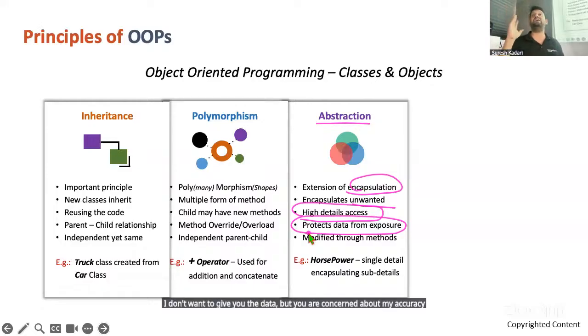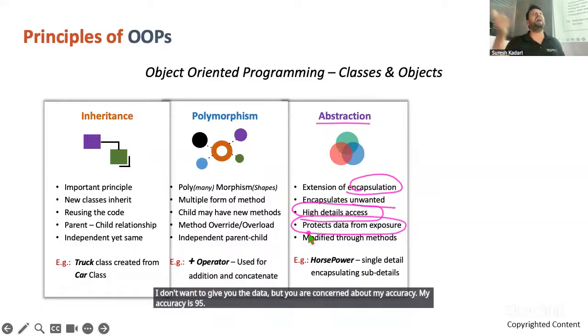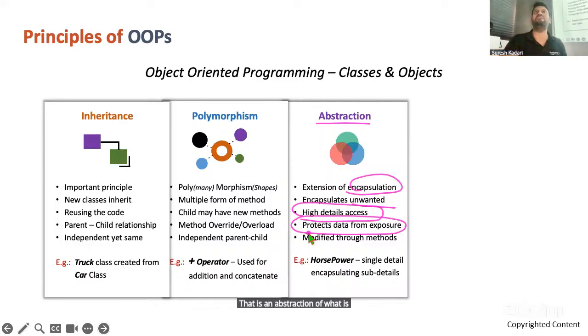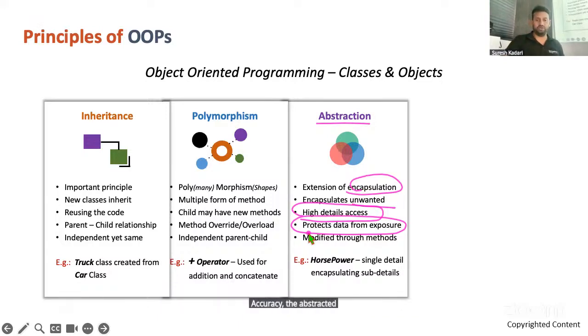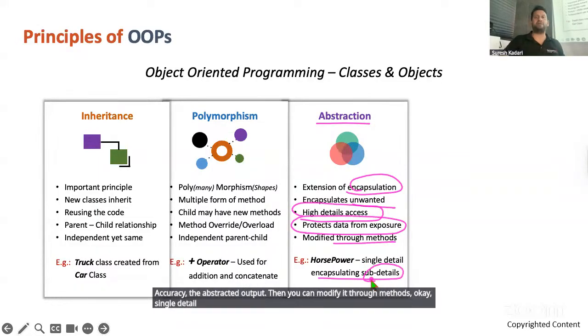My accuracy is 95. That is an abstraction of the performance and all. I don't need to give you much detail. What is the R square value? What is the mean square error? All those things in machine learning, but I'll just tell you the accuracy, the abstracted output. Then you can modify through methods. Okay, a single detail encapsulating sub-details.